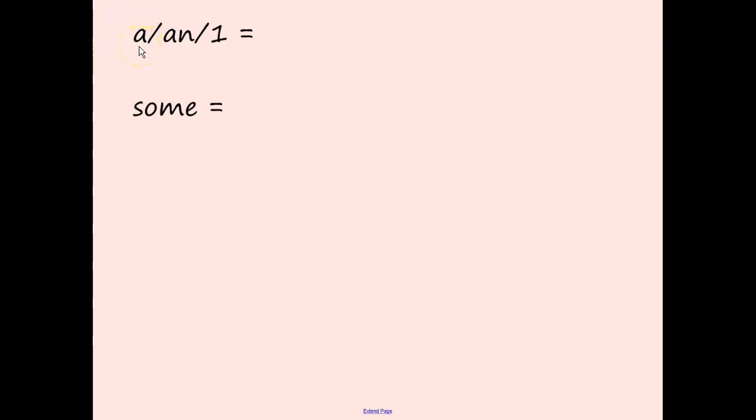This you guys know already. A, an, or one, all of those ideas are expressed by un and une in French. So we learned that way back at the beginning of the year. So une banane, un pamplemousse, un œuf. Okay, we know how to do that.